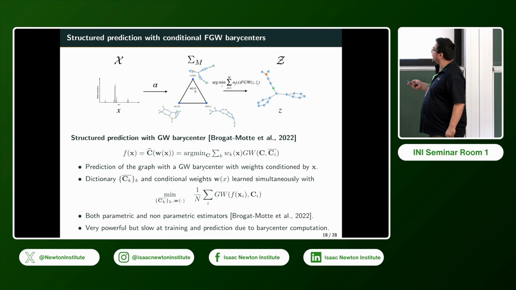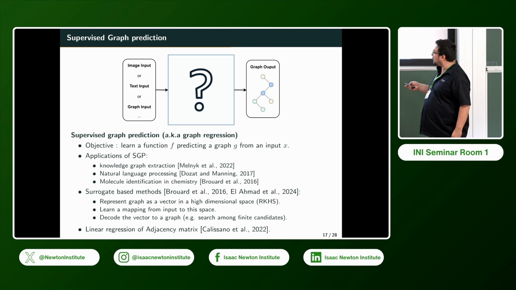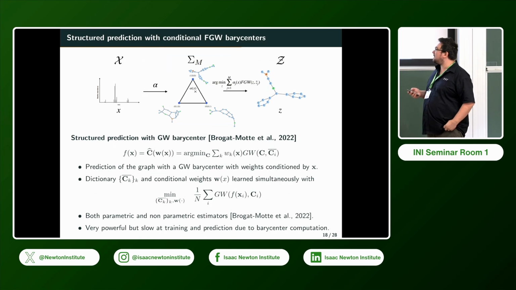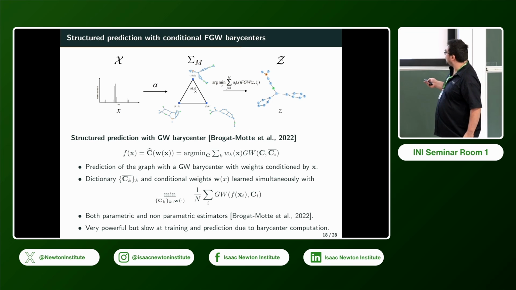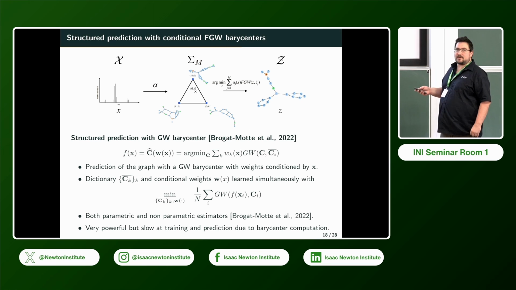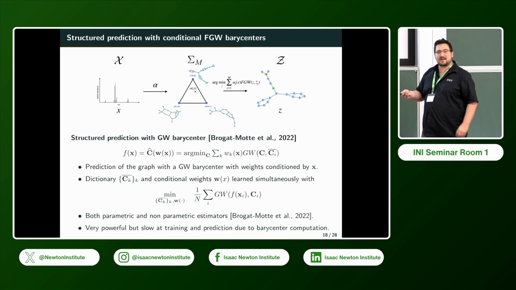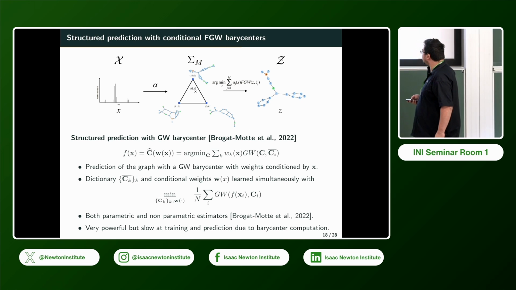So this works very well, and this has very nice theoretical properties because you can show that you can benefit from all the theory of surrogate-based methods. So it's a very beautiful paper from Luc Brogat. Well, I'm biased, because I was part of this, but I think it was a very nice approach to do that.